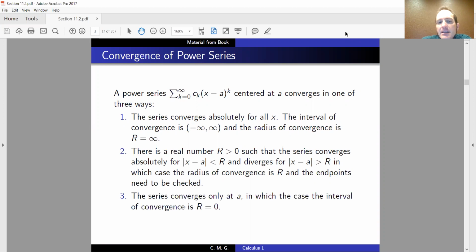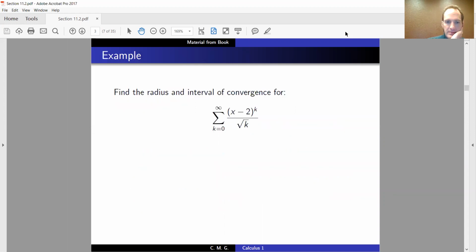And then finally, the last way this converges is it maybe only converges when x equals a. Now, it always will converge when x equals a, because every term in this series will just be 0 times c sub k, and whatever c sub k is, that's just going to give me 0. So that will always be convergent, but potentially it only converges there. Everywhere else is divergent, and that's a possibility.